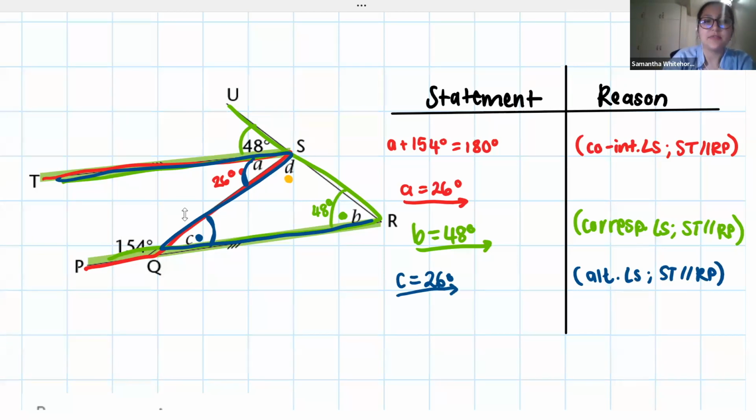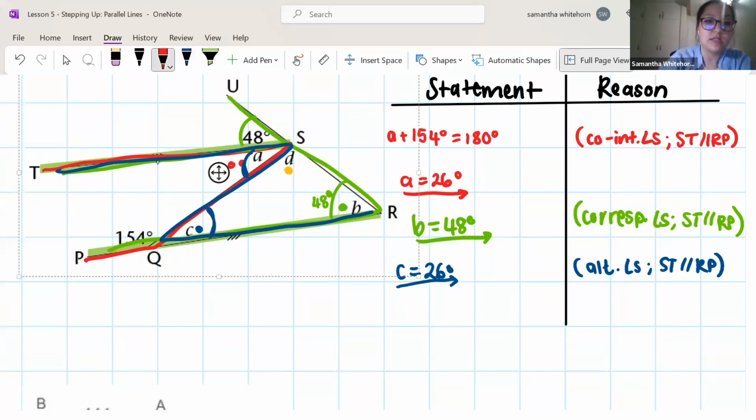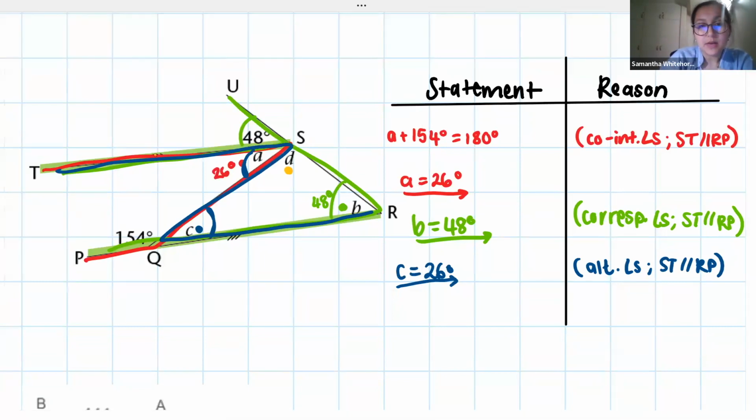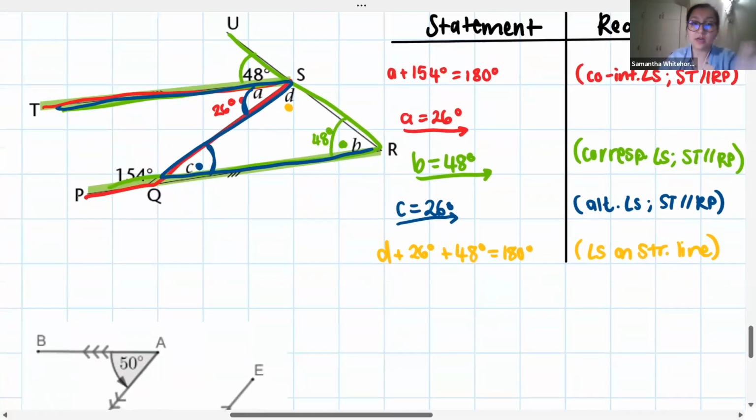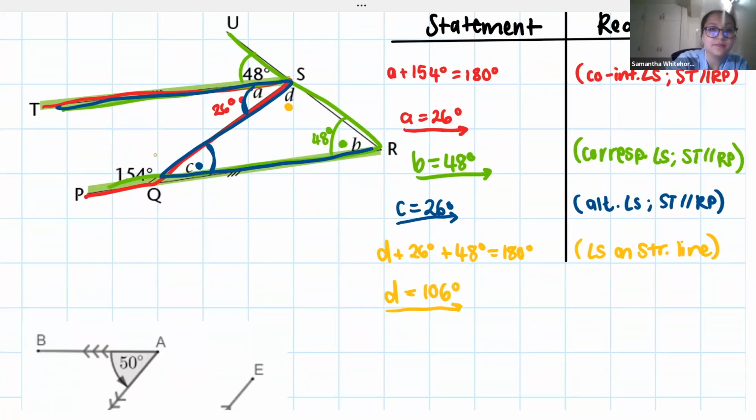And then finally, I have to find D. Now, guys, there's lots of different ways to find all of these angles. So if your reasons are different, that's fine. I've told you this before. I'm just using the straight line reasons that we know. So for D, I would say D plus 26 plus 48 is equal to 180 because of angles on a straight line. If you use sum of angles in a triangle, because I said to you that you're welcome to use your triangle reasons, that's fine. But then you get D is equal to 106 degrees.